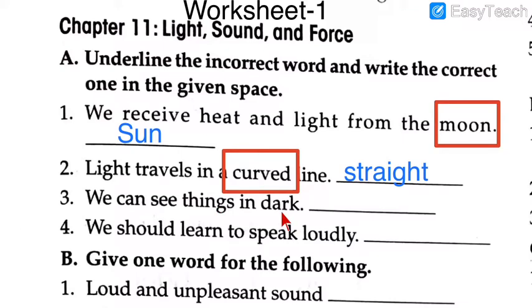So we can see things in dark. Can we see things in the dark? Obviously not. So which word is incorrect here, students? The word dark is incorrect. We can see things in dash. Now what if not the dark? In light, correct. So light simply is the correct answer here. Don't think about more complex answers if you are getting the simple answers. We can see things in light. Whenever the light is there, we can see things. As simple as that. I hope that you are getting sufficient time to at least guess the answers.